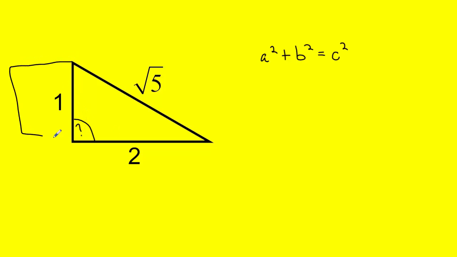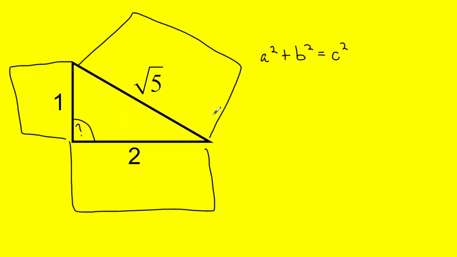If I make my squares, they don't have to be perfect squares as long as you have an idea. This will be a 1 by 1 square, this will be a 2 by 2, and this one, since its length is square root of 5, has to be square root of 5 on the other side as well. If I find the area for each square, 1 times 1 gives 1 here, 2 times 2 gives an area of 4, and here square root of 5 times square root of 5 is equal to square root of 25.